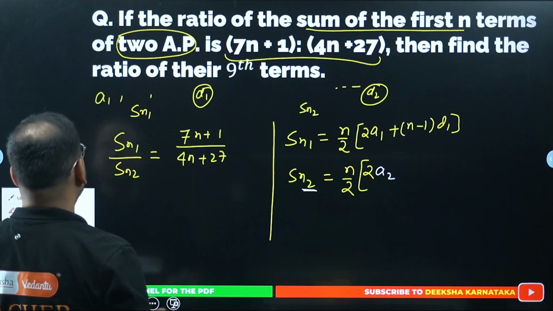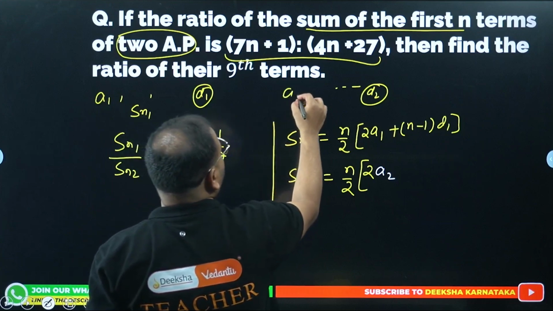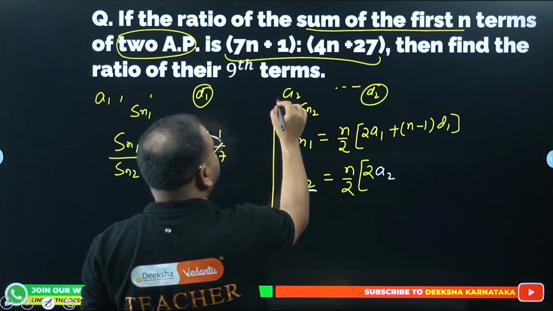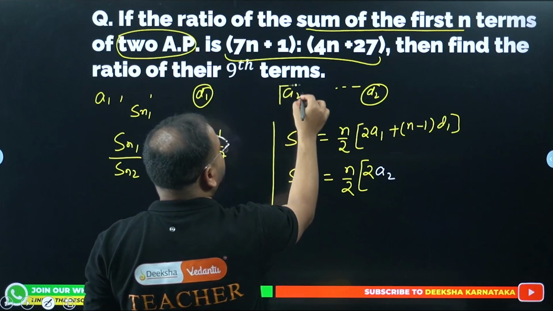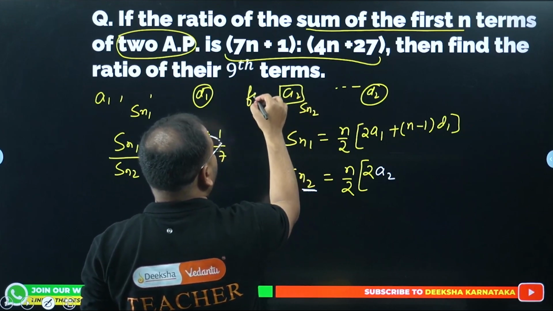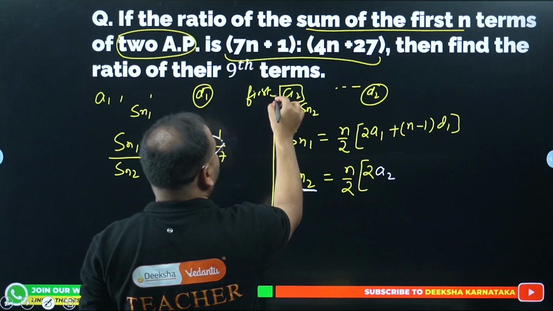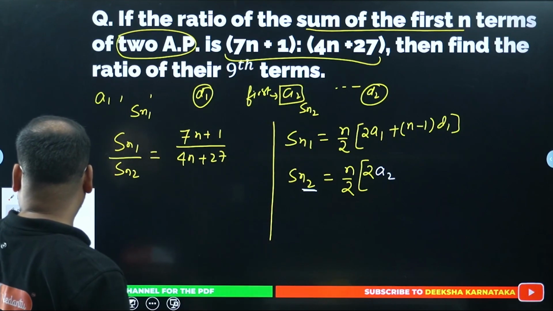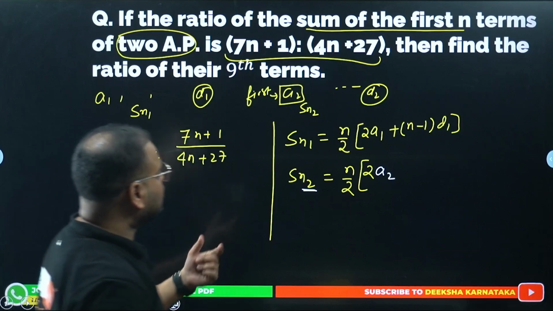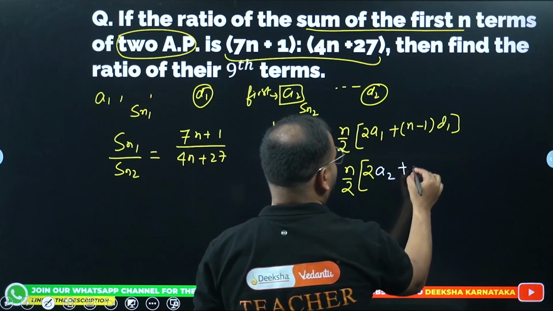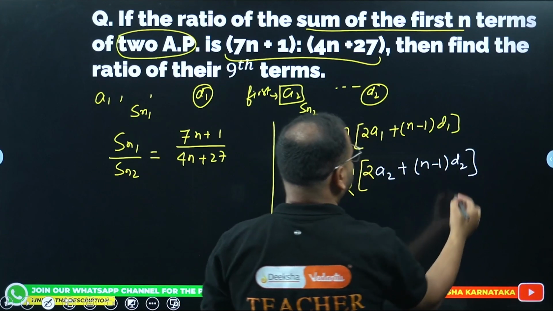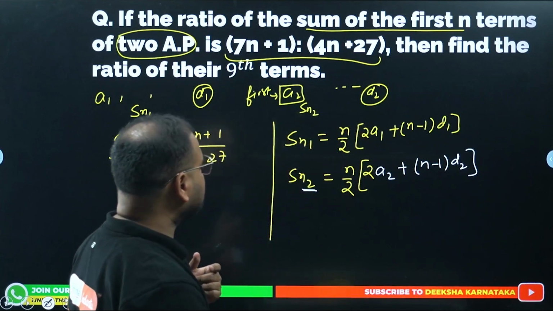Why keep a lot of variables here? So A1 is here and the first term is A2 here. So A2 is not the second term. It is the first term only. It is my first term. Alright, so let's carry on. 2a2 plus n minus 1 times d2. I hope this is clear.